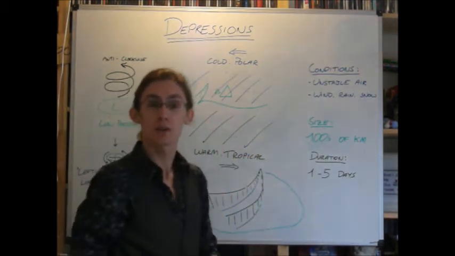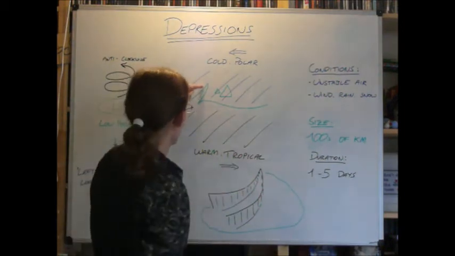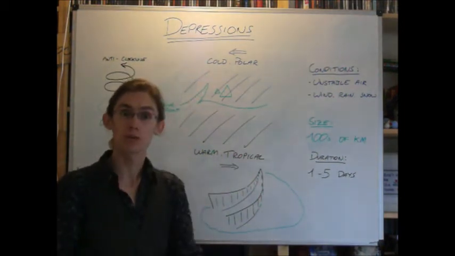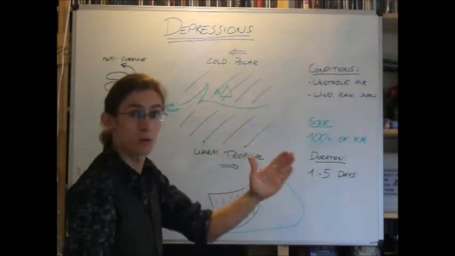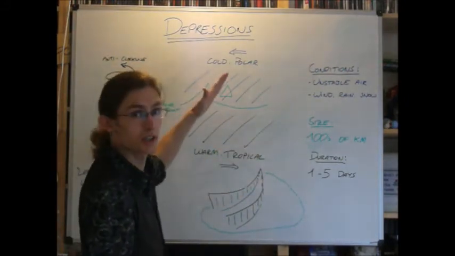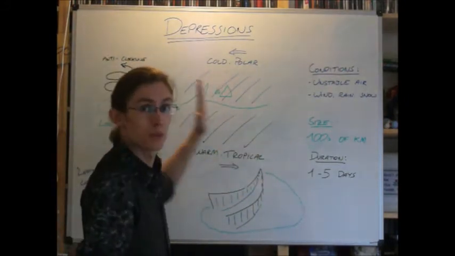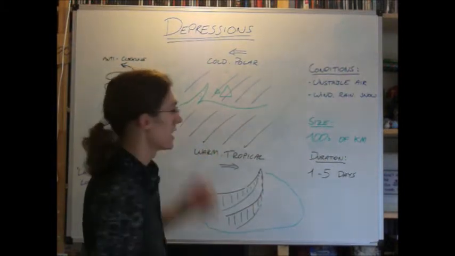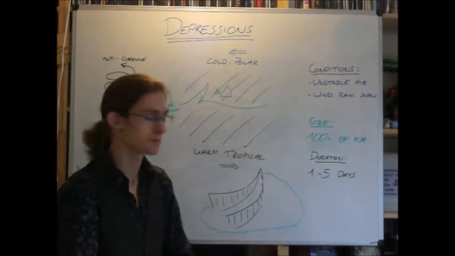A front is anywhere where two air masses are meeting. This bit behind is called the cold front because it's the front of the cold air. So the cold air is pushing in, it's the front of that there. That's the front of the warm air which is pushing its way in there. And this is how a depression starts.